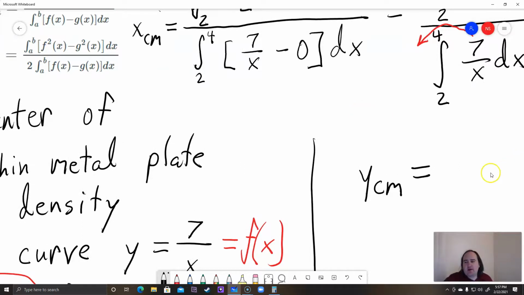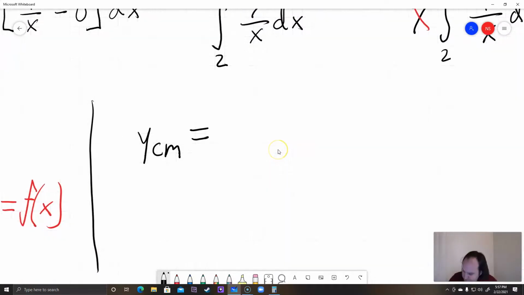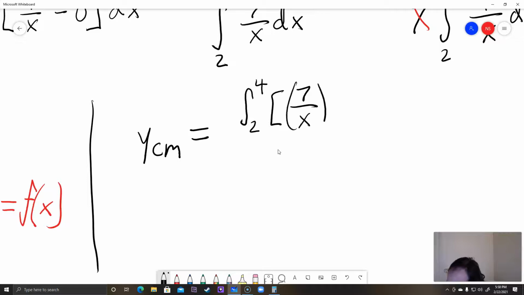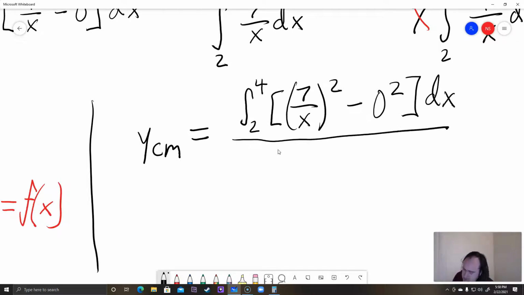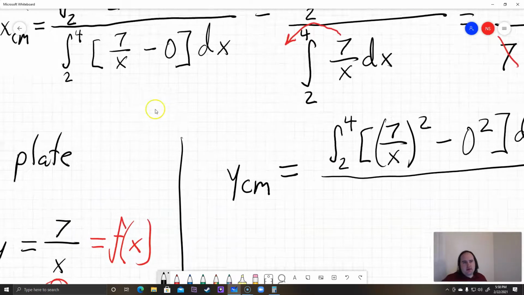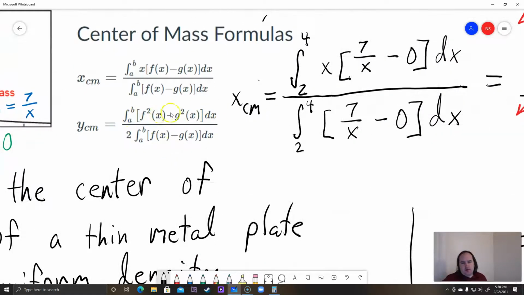So that's going to be the integral from 2 to 4 of f of x squared. So that's going to be 7 over x squared minus g of x squared. So that's going to be minus 0 squared dx. Okay, so that right there is our numerator. Integral from a to b of f squared of x minus g squared of x dx.